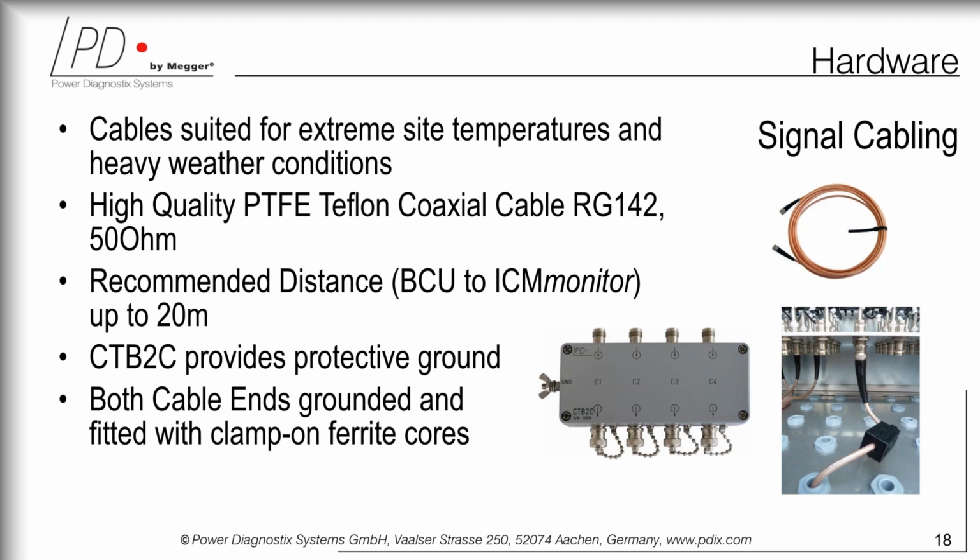The CTV2C provides also a protected ground, and of course these cables can go into a junction box that is shown. Both ends of the cable sometimes can be protected with additional ferrite clamp-on cores in order to avoid disturbances. Generally, the cables are 50 ohm, and as I mentioned, for a wide variety of temperatures.